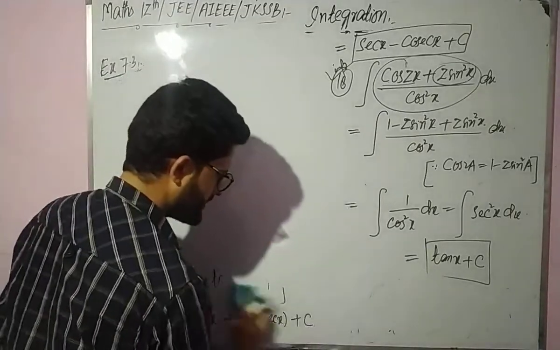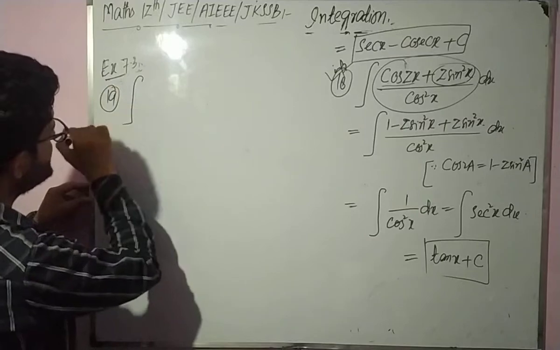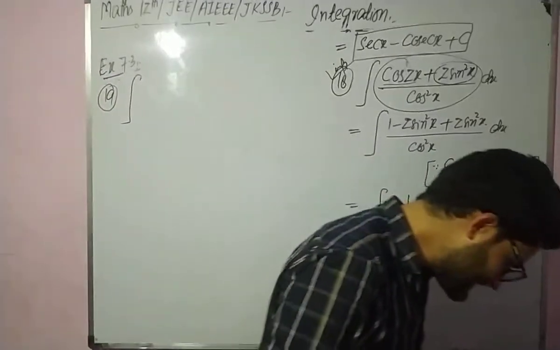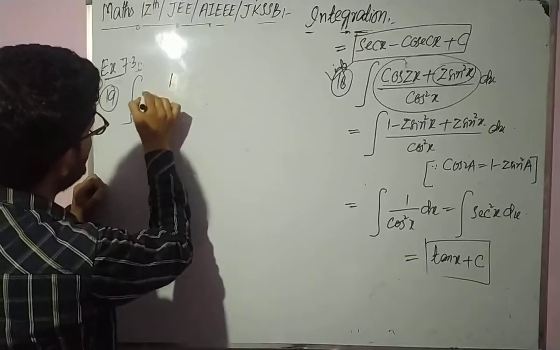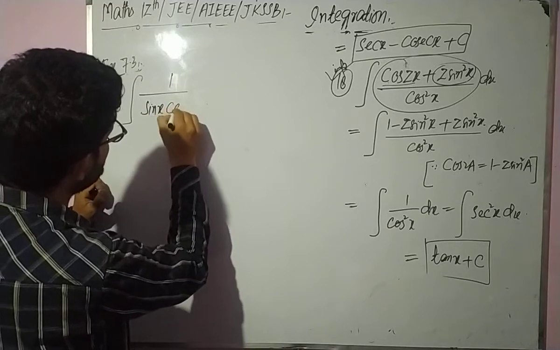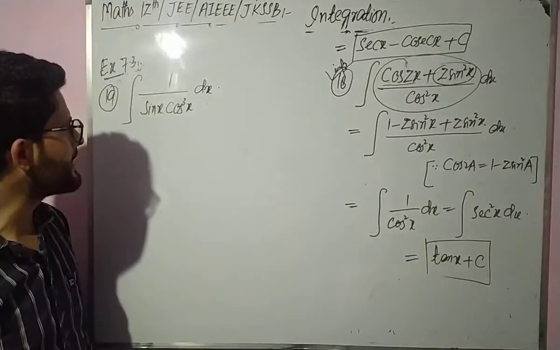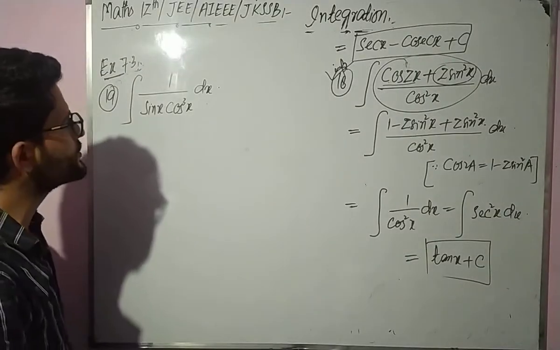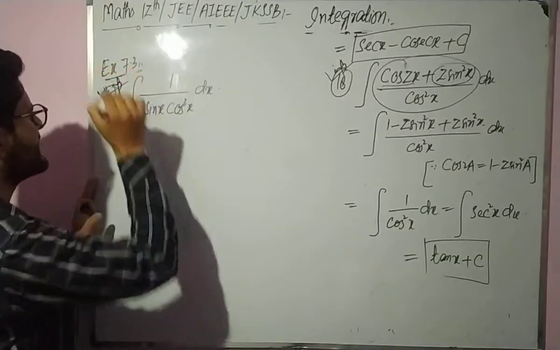And question number 19 is all about integration of 1 divided by sin x into cos cube x dx. Is that clear? 1 divided by sin x into cos cube x dx. Again, a very important question of this exercise.